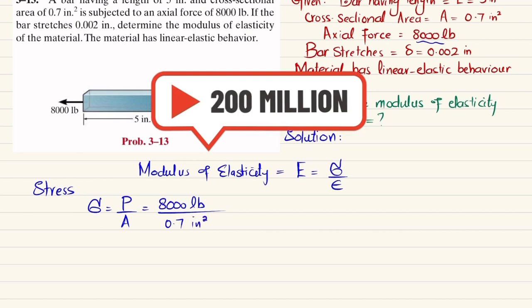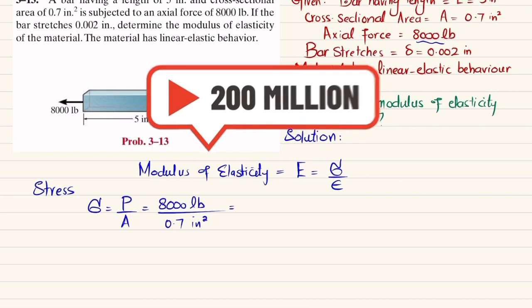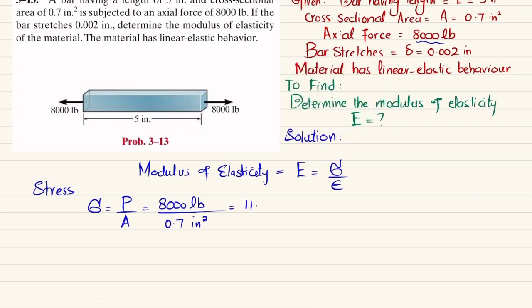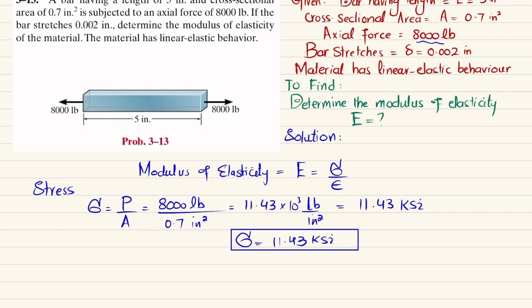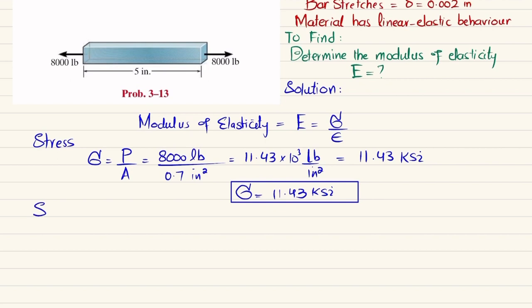So when you divide it, you will get 11.43 into 10 raised to power 3 pounds per square inch, or in terms of KSI it will be 11.43 KSI. KSI is kilopound per square inch. So you will get 11.43 KSI. Now in the second step, we are going to find strain.